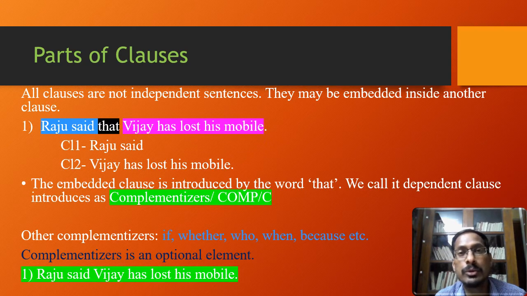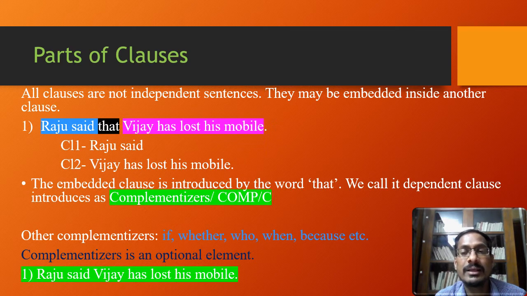Now here there are two clauses in this sentence. Raju said is the first clause and that Vijay has lost his mobile is another clause, or the second clause. Now here the second clause begins with the word that. So this embedded clause is introduced by the word that and we call it a dependent clause, because it depends on another clause. And the clause which does not depend on another clause is called an independent clause.